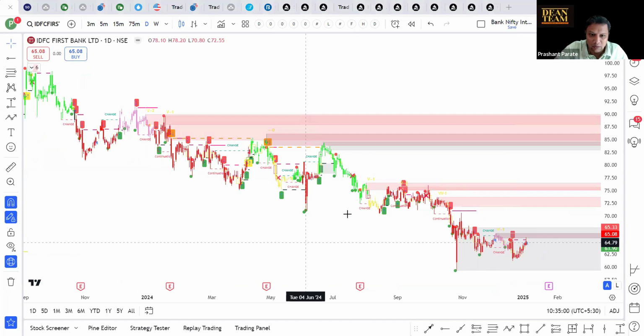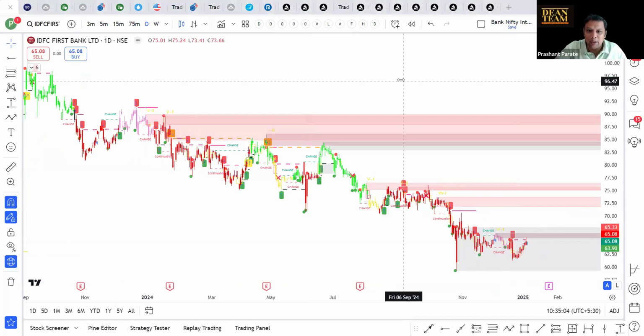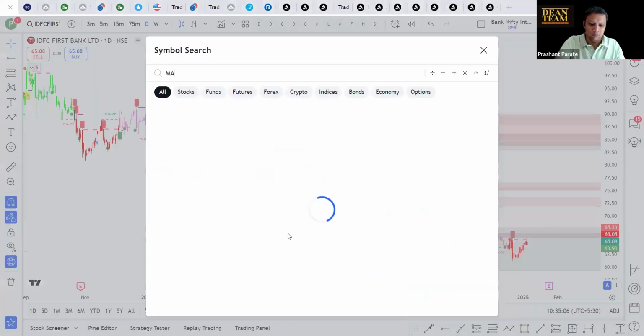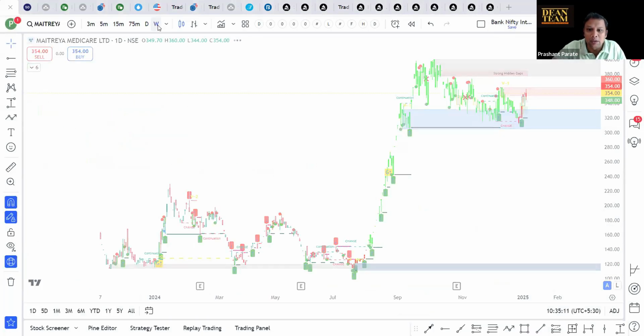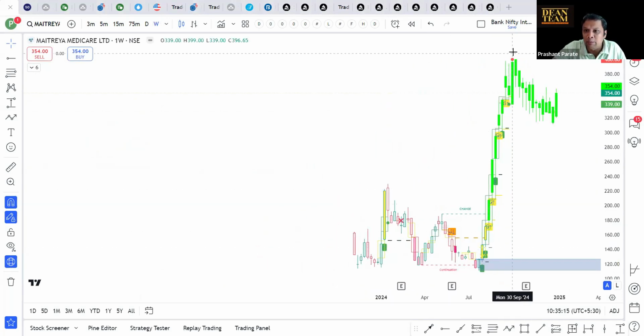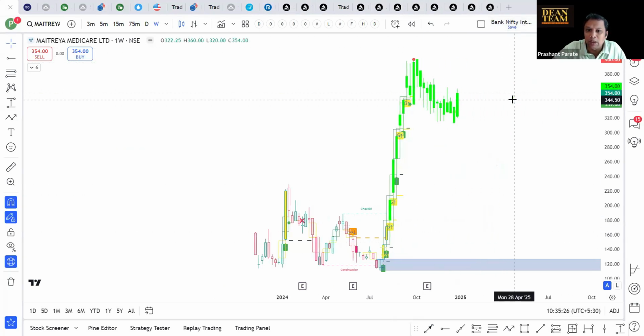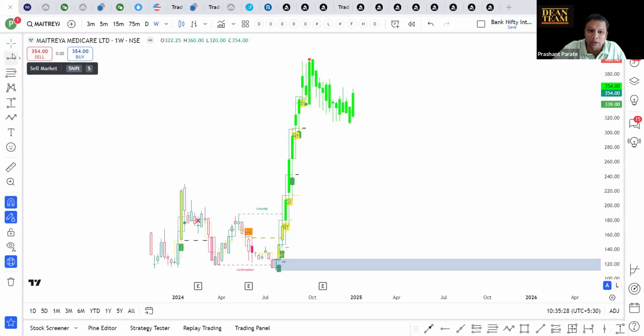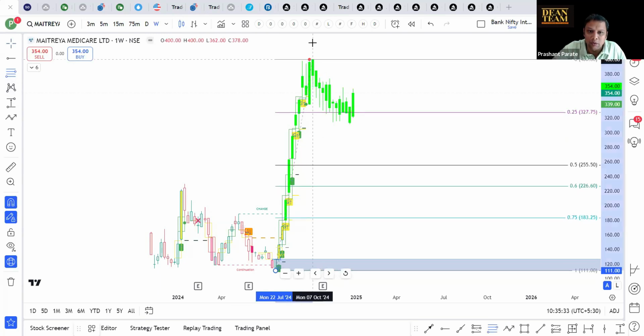Maitreya Medicare. Maitreya Medicare weekly chart. So this stock has been climatic. So as there is so much move so soon from 120 to more than 400 within just few weeks, what is possible now is that it is likely to go in consolidation. Let us plot 50% of this from here to here.